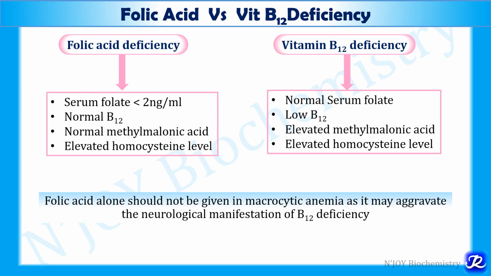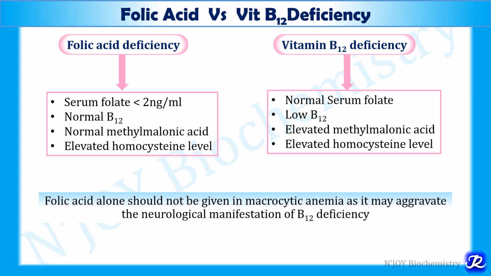How will the laboratory findings help to evaluate the megaloblastic anemia due to folic acid deficiency or vitamin B12 deficiency? Let's see. In folic acid deficiency, the serum folate level will be decreased, but vitamin B12 will be normal. The methylmalonic acid level is normal and homocysteine level is increased. While in the megaloblastic anemia seen due to vitamin B12 deficiency, serum folate level is normal, but vitamin B12 level is low. Here the methylmalonic acid level is elevated and homocysteine level is also elevated.